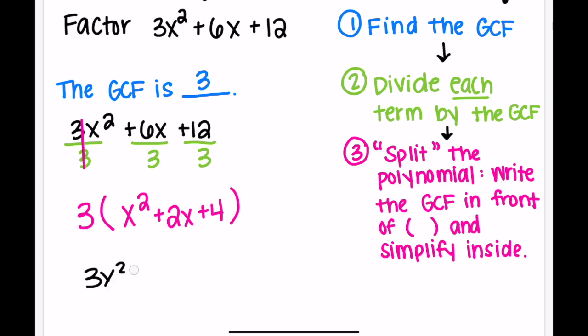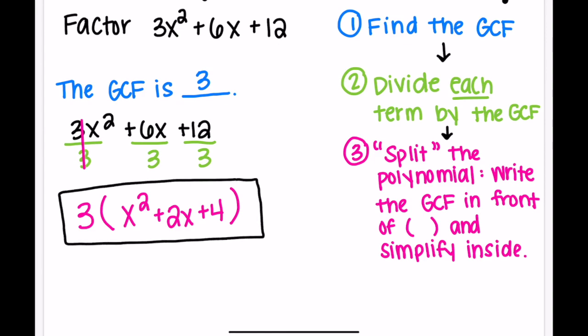So our final factored answer is 3 times x squared plus 2x plus 4. That is our completed factoring by GCF.